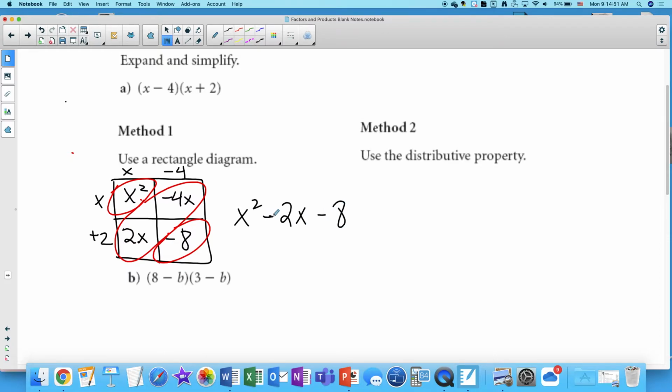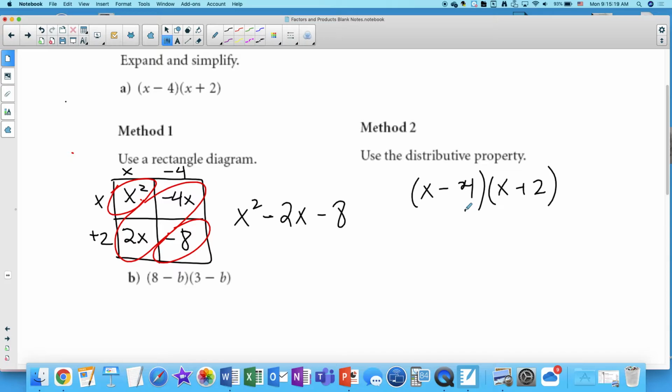Okay, now using the distributive property, I'm essentially going to do the same thing that I did when I had the 40 plus 2 in brackets times the 60 plus 9. X minus 4 times x plus 2. Okay, and I take each term in the first bracket one by one and multiply it by each term in the second bracket. Okay, so I'm going to start with this x and distribute that multiplication.